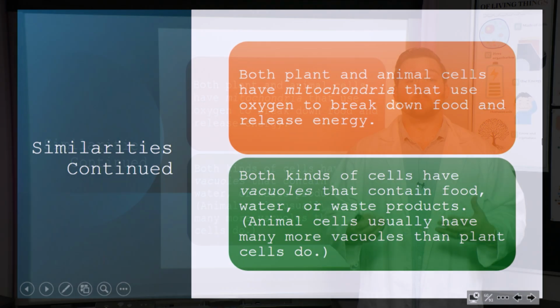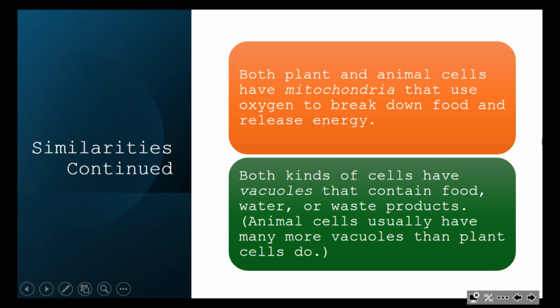Okay, here are some more similarities between plant and animal cells. Okay, they both have a mitochondria, and remember, mitochondria is the powerhouse of the cell. This is where the energy is coming from. Okay. Now, animal cells use them a little bit more than plant cells because plant cells have those chloroplasts, which kind of helps them make their own food, but they both have mitochondria and they both use them to make energy, okay?